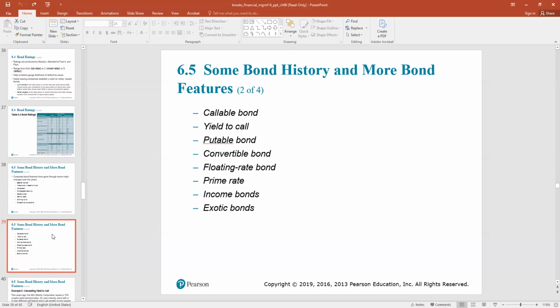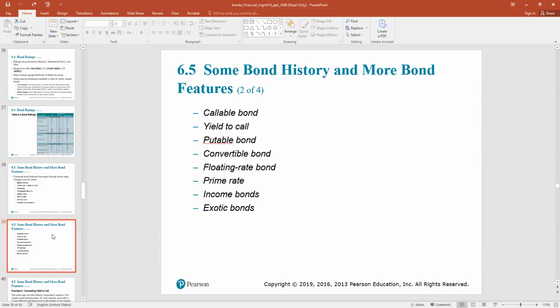Just be careful. Within 5 years, it could be called back. Just expect it. If it's called back, you will receive some coupon payment as a fine. If not, then you just use it till the maturity. Yield to call, we already talked.